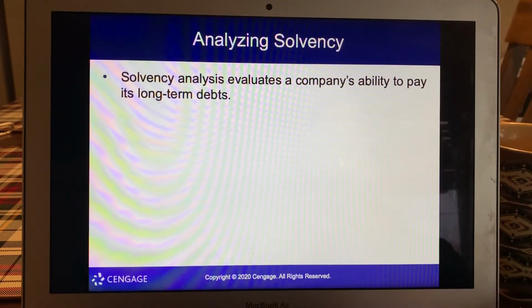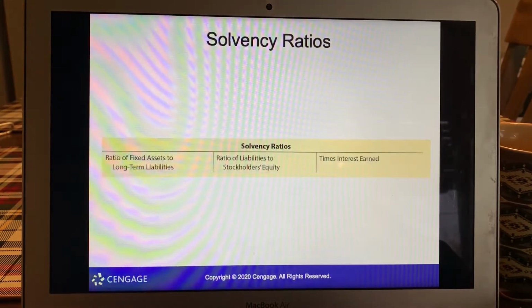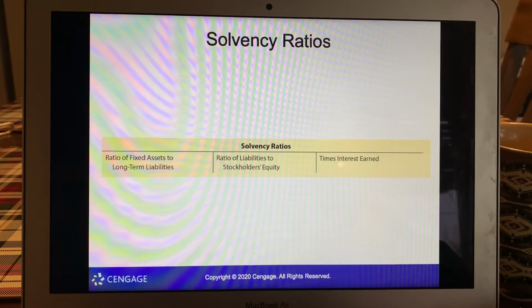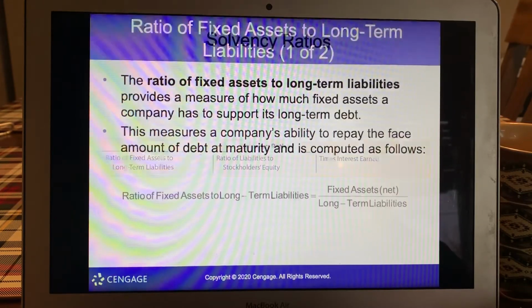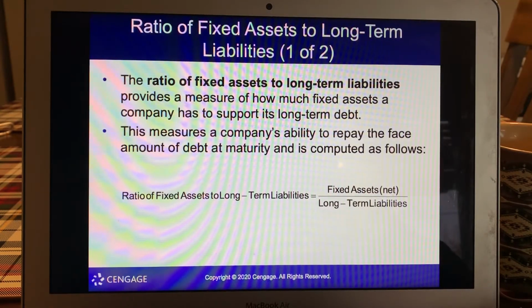Analyzing solvency. Solvency analysis evaluates a company's ability to pay its long-term debts. So the solvency ratios are: ratio of fixed assets to long-term liabilities, ratio of liabilities to stockholders' equity, and times interest earned. Those are ways to determine a company's solvency.